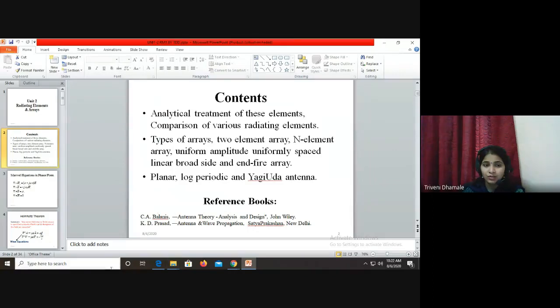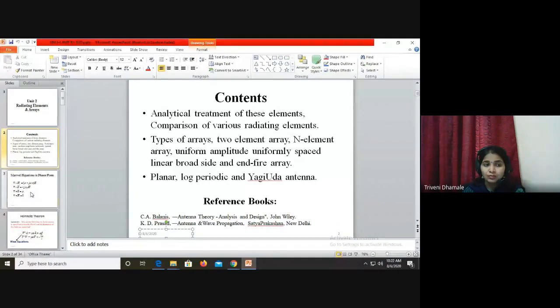Again, the reference books for the antenna. Only these first 2 units are based on the antenna, and the remaining 4 units are on microwave communication, that is the microwave part. For the first 2 units, you can refer to these 2 books: C.A. Balanis and K.D. Prasad.